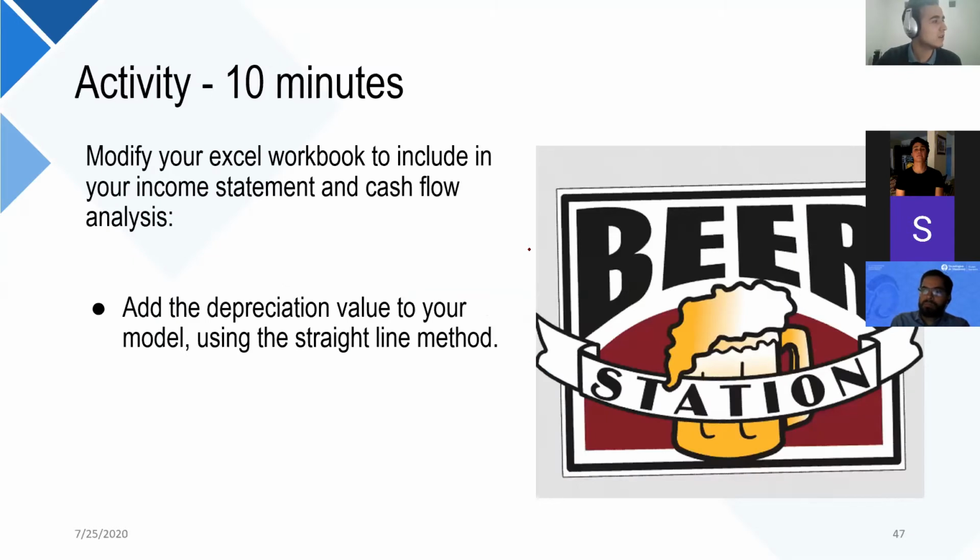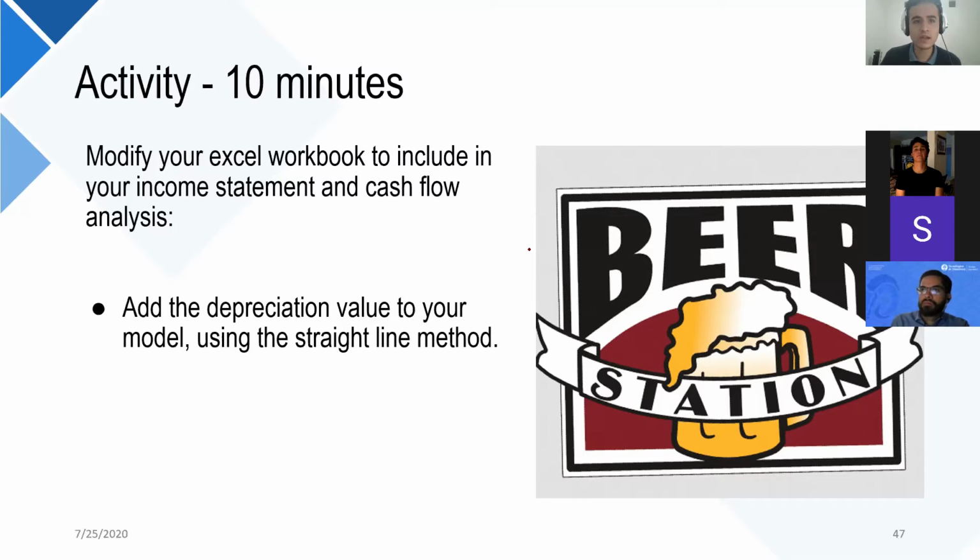Okay, so the last thing we have to do is modify your Excel spreadsheet to include depreciation in the model. I mean, you already did that. You already modified your Excel spreadsheet by just copying the value of the depreciation I gave you when I shared my file. But what I want you to do now is calculate the depreciation and then add it to your cash flow, because that depreciation will change as you analyze the business and compare it to the different options you have.